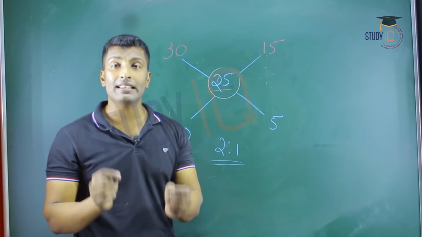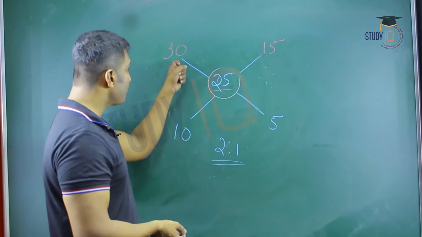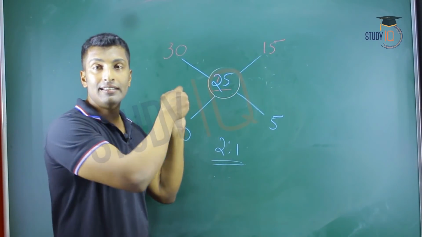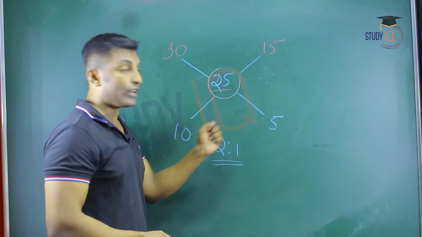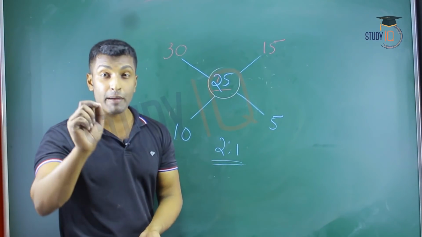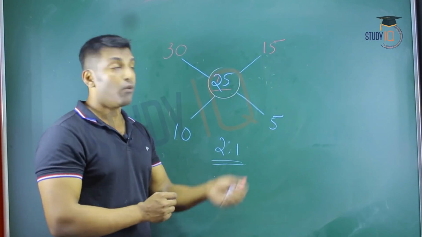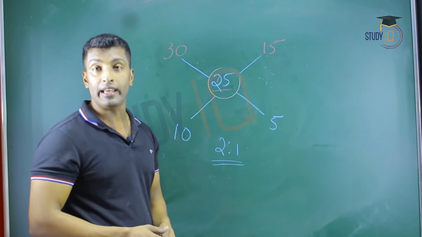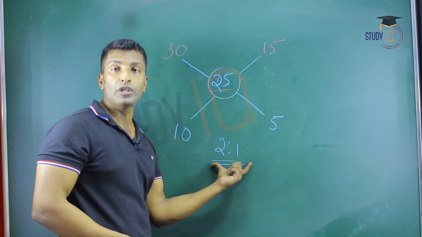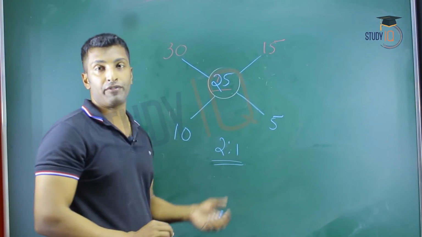Okay, so this is as simple as it can get. Average of boys, average of girls, class average is given. This is what you call alligation. So when you alligate, you will get the ratio. Remember this point very clearly. What you are going to get here is the ratio only. And anything in this ratio, 2:1, will give you this 25 here.